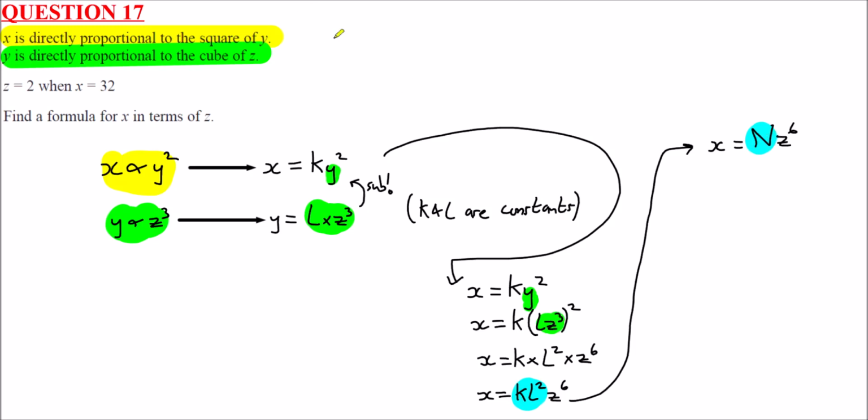Now we're nearly home and dry. So now we can relate z in terms of x. We're told that z is 2 when x is 32.